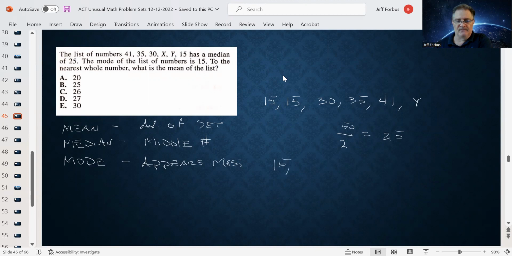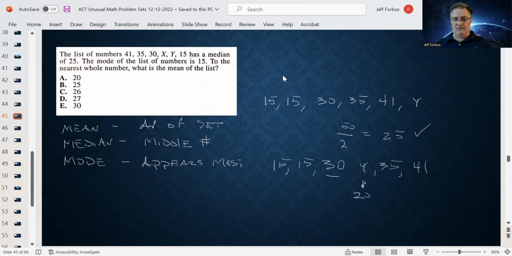So we've got 15, 15, 30. Here's one of the middle numbers. Y, 35, and then 41. Now 30 and Y have to add up to 50. So that makes Y 20. So 30 plus 20 is 50, right? 50 divided by 2 is 25, which matches our median. I apologize, our median.